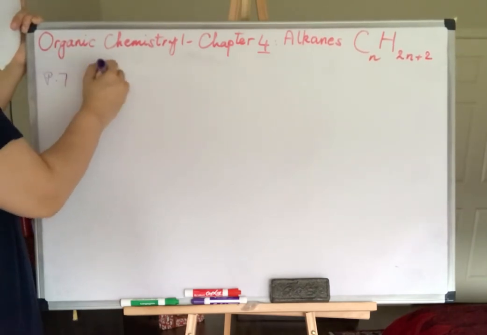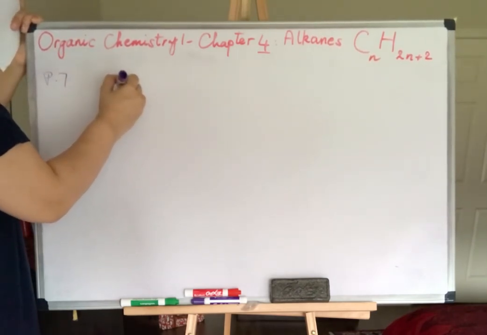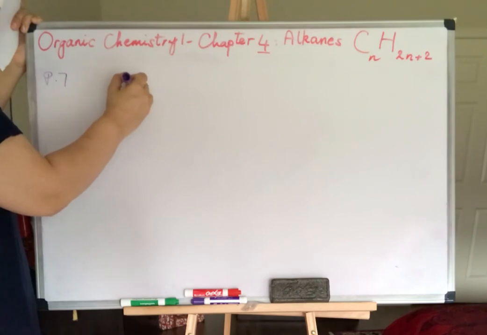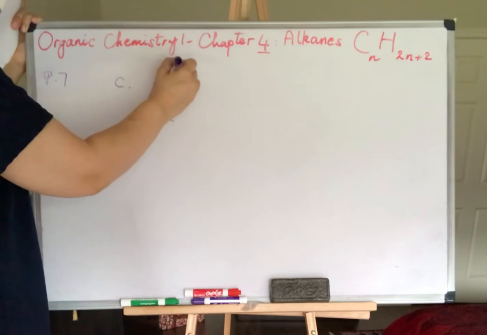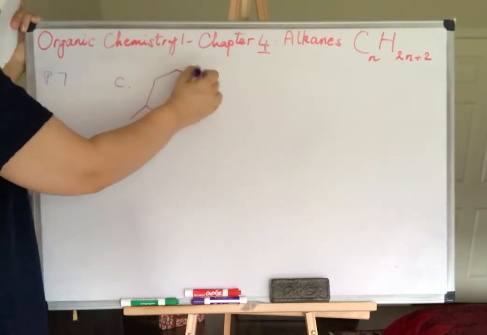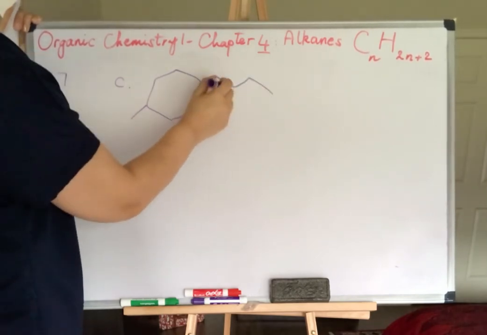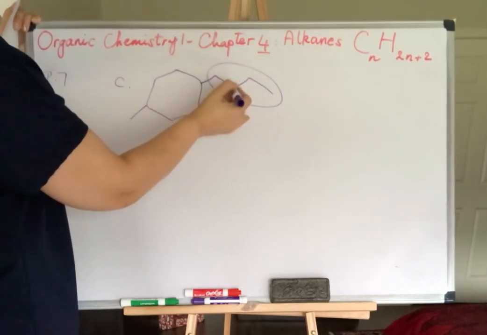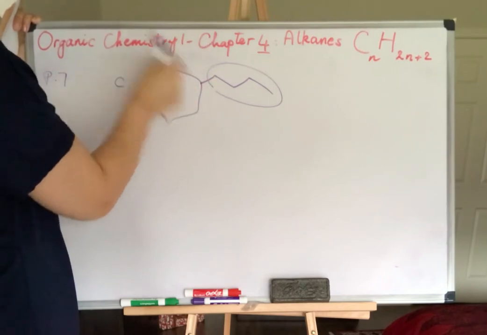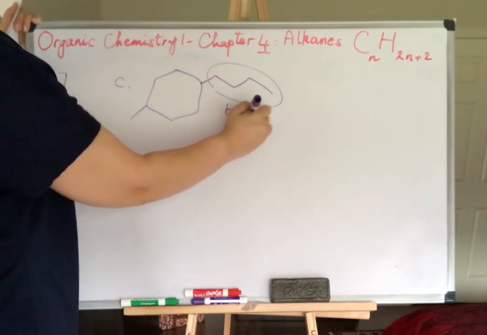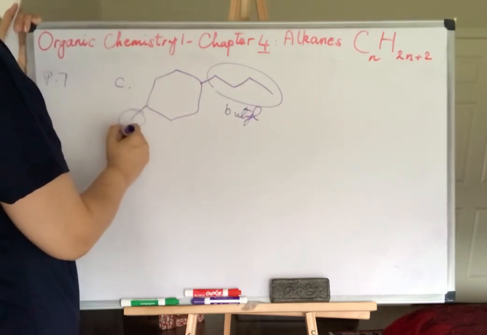let's see. The first practice, let me work on C and E. First, C. So we have to first determine the branches. What is the name of this branch? 1, 2, 3, 4 carbons, and just from the end. So it's just a simple butyl. And what is this branch? Methyl.